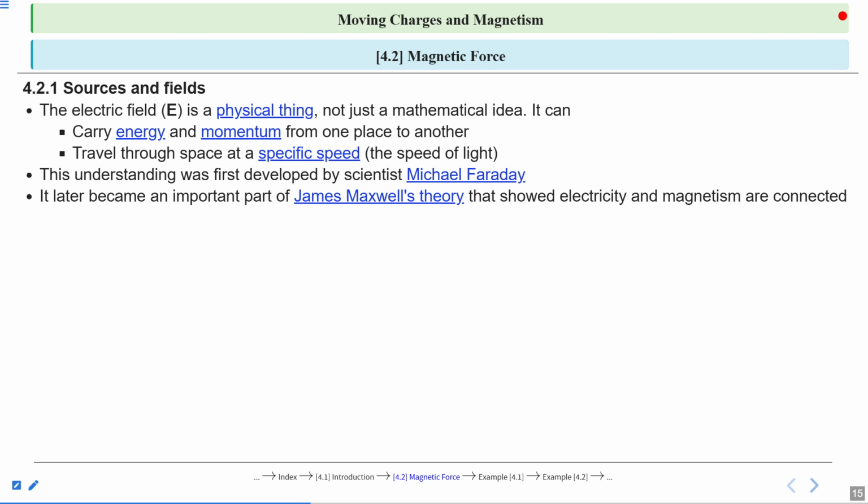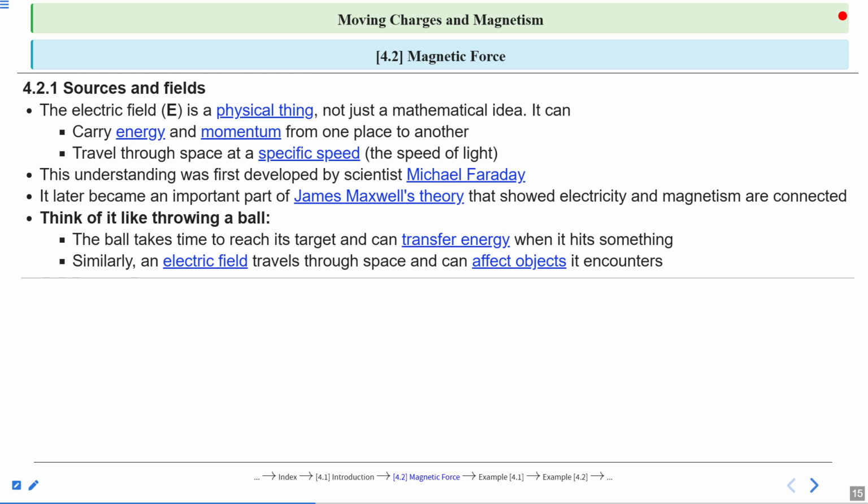So we have the name electromagnetic waves. In an electromagnetic wave, there is an electric field and also a magnetic field. So by this, both chapters, current electricity, electrostatics and magnetism, are all connected. After the discovery of all these topics, James Maxwell unified the laws of electricity and magnetism, and then developed the idea of electromagnetic waves. It later became an important part of James Maxwell's theory that showed electricity and magnetism are connected.